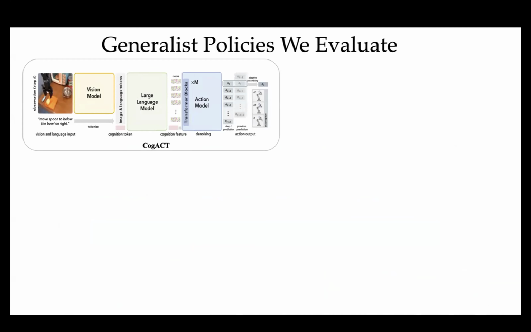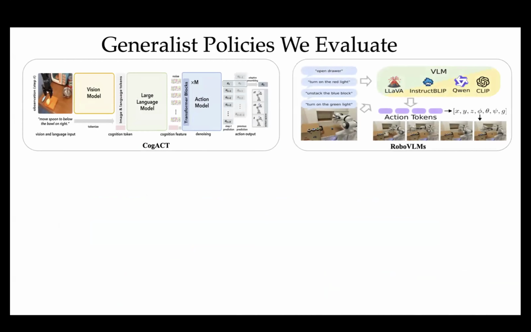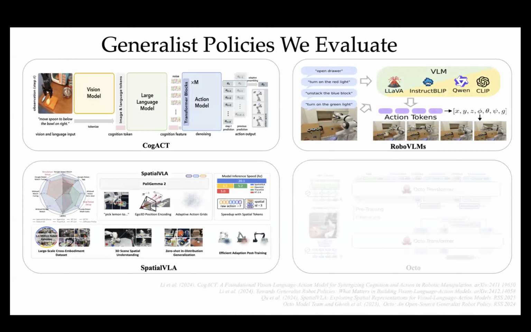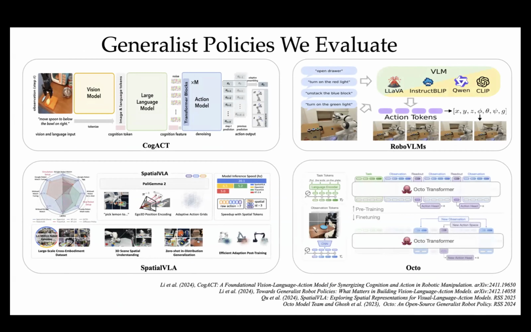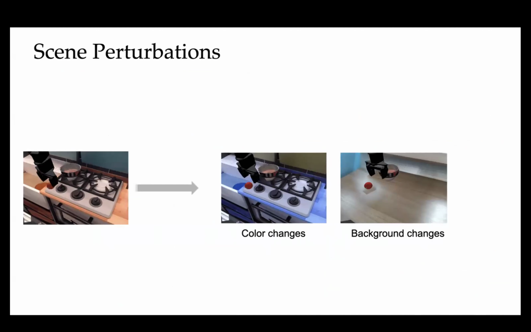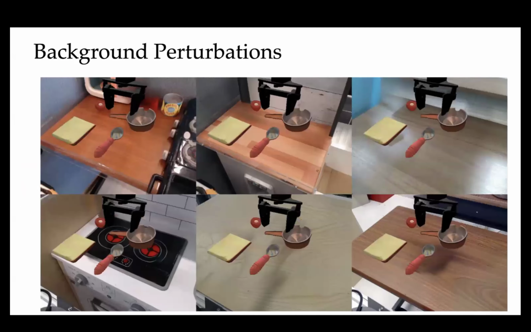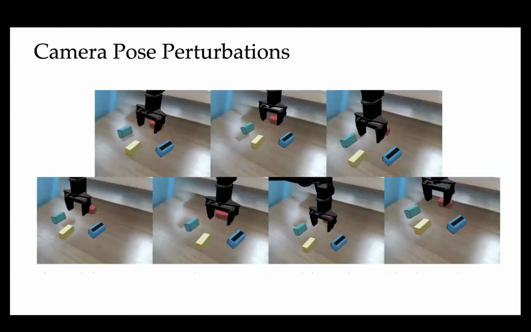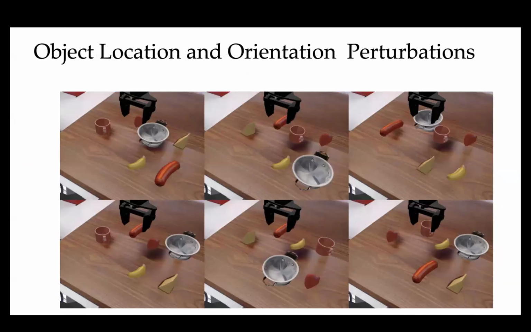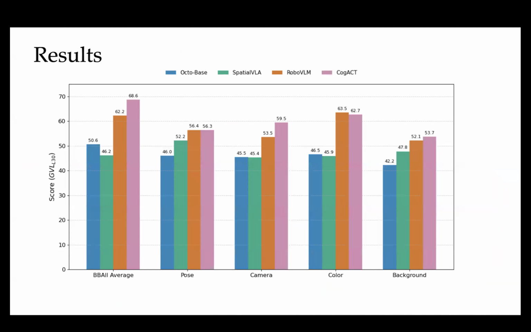And here are the four policies that we considered, foundational VLAs: CogAct, RoboVLM, Spatial VLA, and Octo. So we took those VLAs and then we deployed them on our simulated arenas. But instead of just deploying them on the original environment, we also did a lot of perturbation. So we changed the color, we changed the background. Here's how the background looks different and the color looks different. And we move the camera placement, and then we also move the way the relevant objects are positioned in the scene.